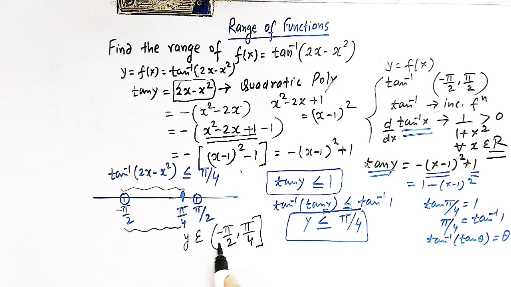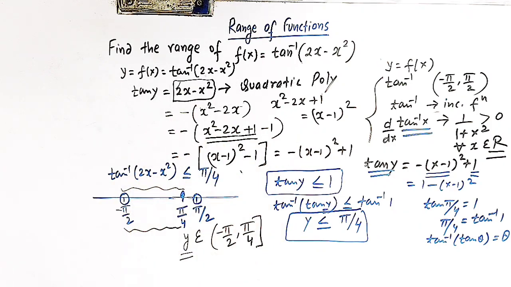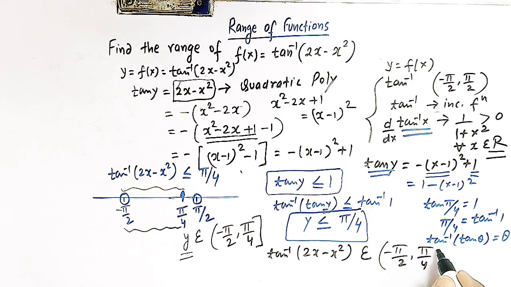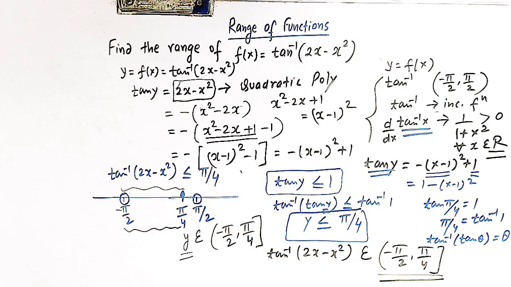So y belongs to the interval which is open from the left and closed from the right. So y belongs to minus pi by 2 to pi by 4, and y is our function, that is tan inverse of (2x minus x square). So tan inverse of (2x minus x square) belongs to this interval from minus pi by 2 to pi by 4, and this is the range of this function tan inverse of (2x minus x square).